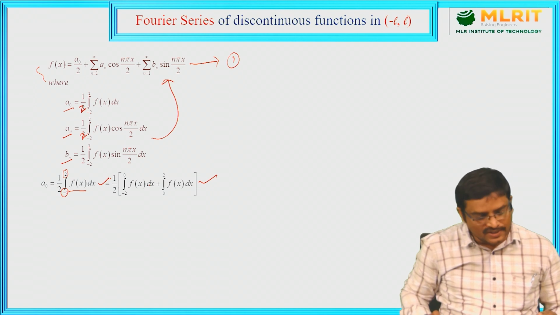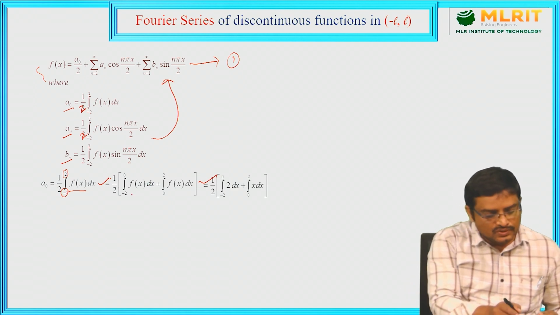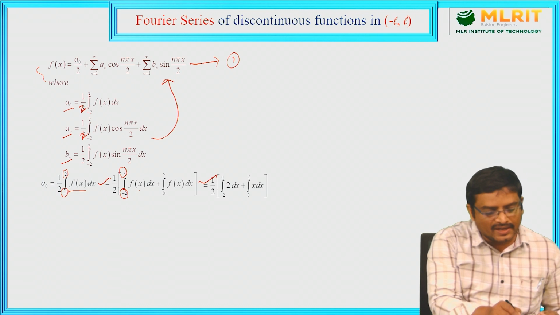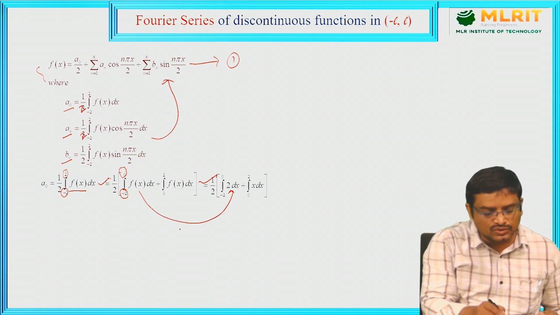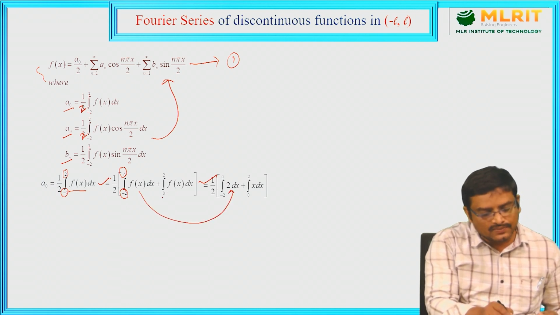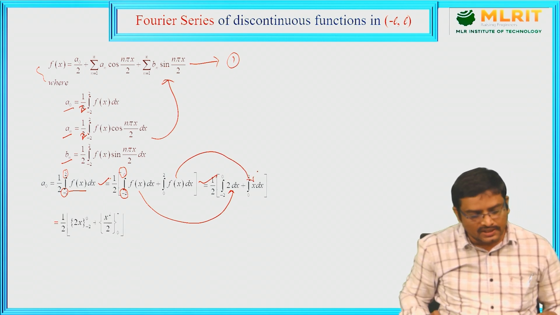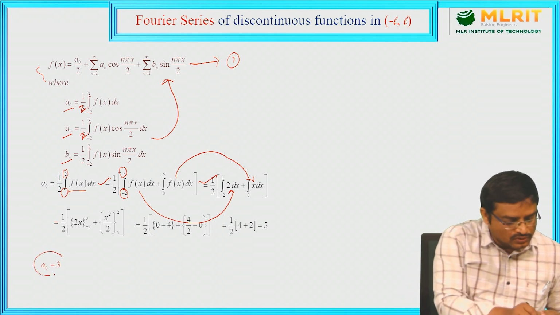Now replace those f of x values here. Whenever x lies between -2 to 0, we can substitute f of x is equal to 2. Whenever x lies between 0 to 2, we can replace f of x as x. Now find out these integral values and then substitute the limits. So finally you will get that A0 value is equal to 3 here.